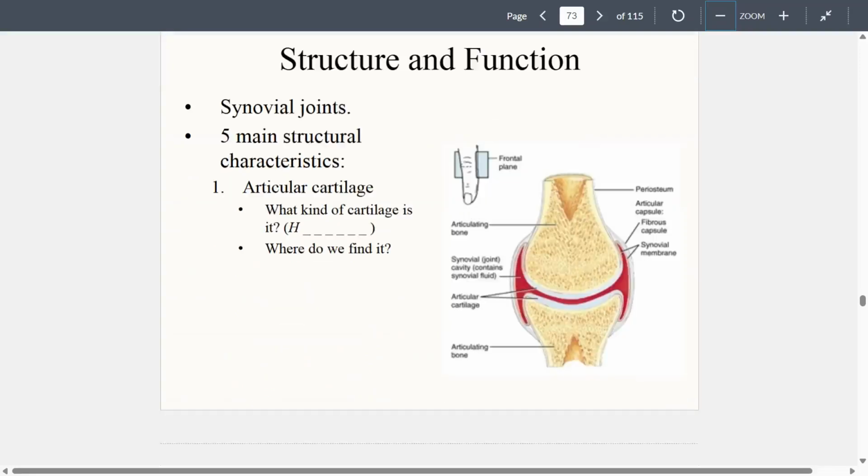What makes a synovial joint a synovial joint? Well, they're going to have 5 structural characteristics. 1, they're going to have articular cartilage. So cartilage covering the ends of the bones. This cartilage is typically going to be in the form of hyaline cartilage.